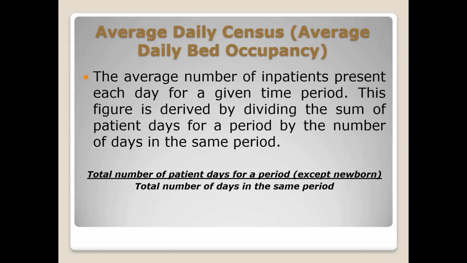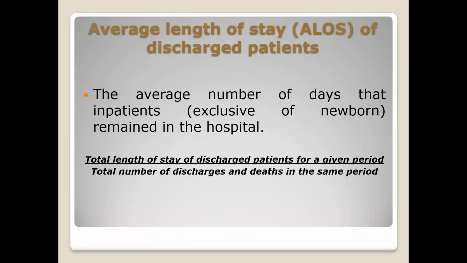Average daily census or average daily bed occupancy. This can be calculated by total number of patient days for a period, except newborn, out of total number of days in the same period. By using this formula, we can calculate average daily census. Then average length of stay of discharged patients. For finding this, we can use this formula: total length of stay of discharged patients for a given period divided by total number of discharges and deaths in the same period.